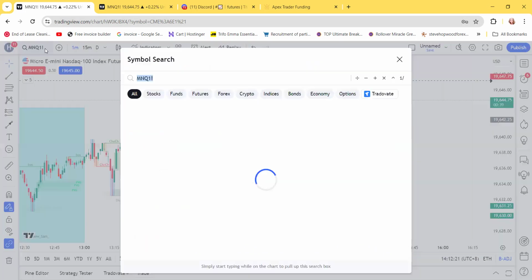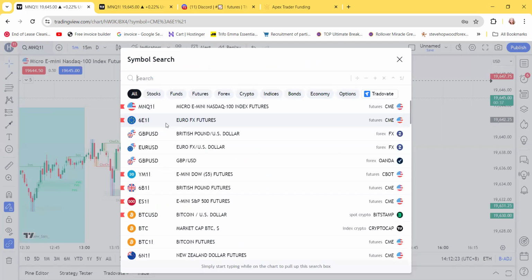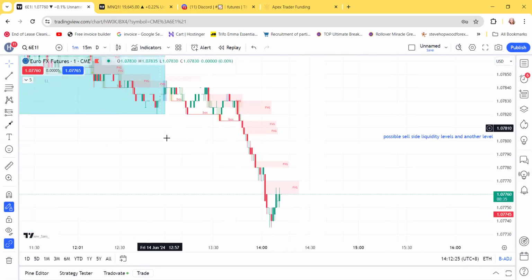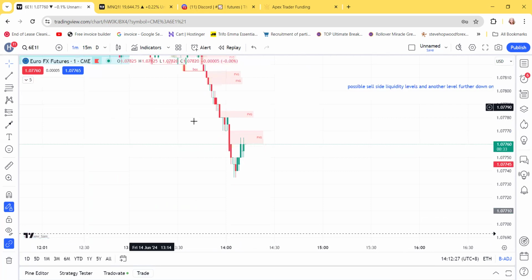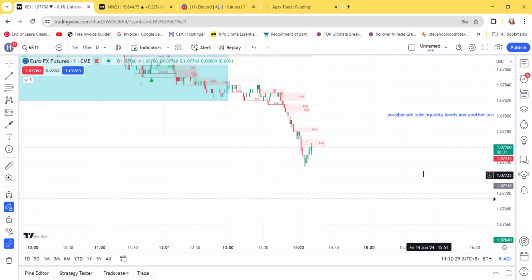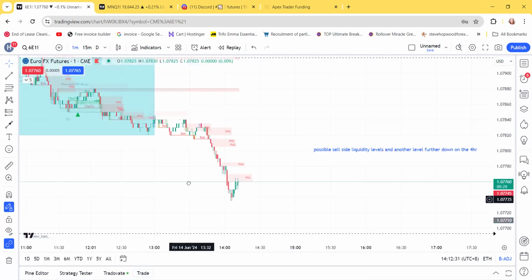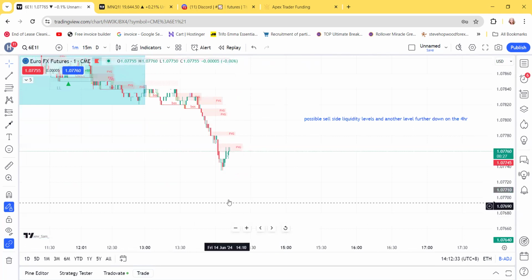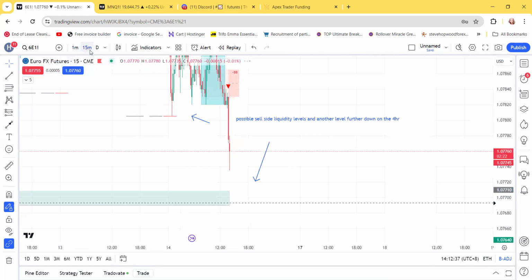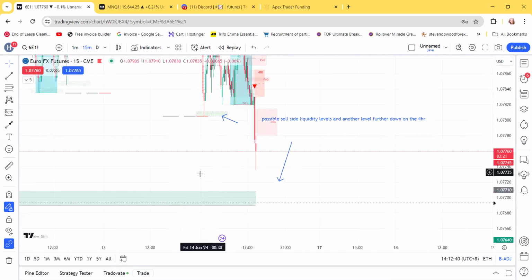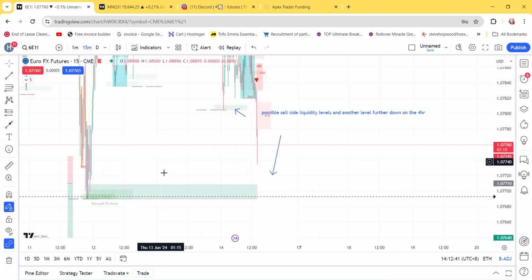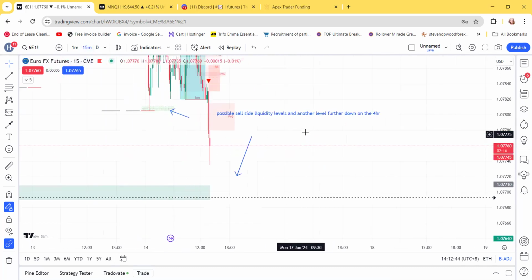I don't think any changes have been had on 6E. Let's have a look. Yep, so 6E, the chart's funky on here too. So here is the other sell side liquidity I was looking at, which wicked down a fair bit into this here. So yeah, just waiting on this.